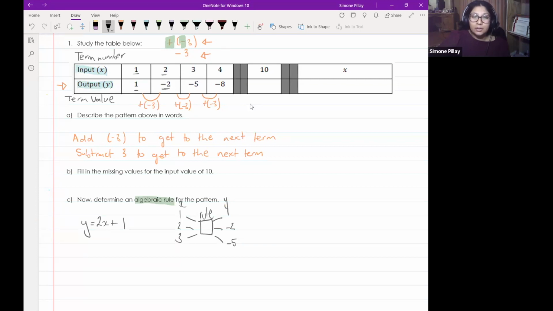I want you to tell me, when I have my input over here, which is X, what do I have to do to it to get my output over here, which is Y? And the way that we do this is we represent it in this algebraic equation. And why do we need it in an algebraic equation? You'll see when we start with functions and relationships, it's just so much easier to work with patterns and to work with these relationships when we have an algebraic rule. So I hope that answers your question.